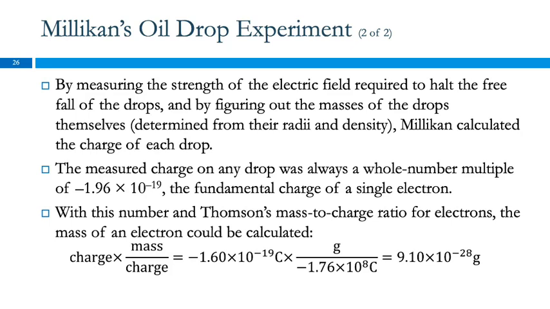Well, that's a good question. Why are the charges different? Because some oil droplets would get 1 electron extra, and some would get 2 or 3 or 4. So the charge on the oil drop then would be 1 times this number, or 2 times that number, or 5 times that number, depending on how many electrons it had gotten. So from this fundamental charge and Thomson's ratio, then he was able to calculate the mass of an electron.